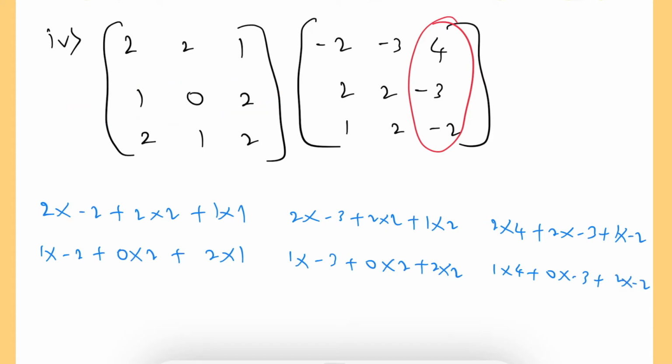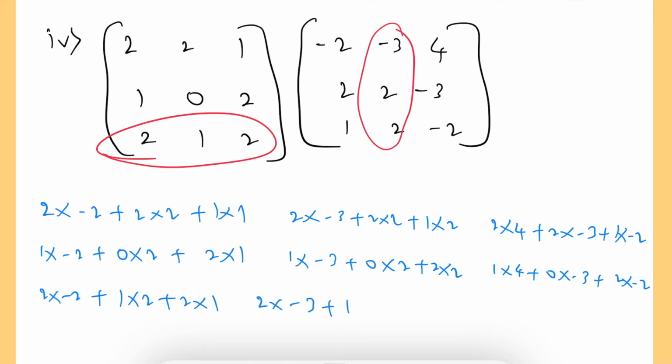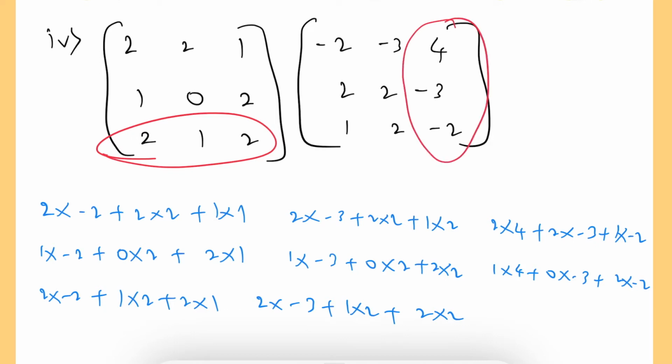Now the second row is also completed. Let's move to the third row. Third row into first column: 2 into minus 2 plus 1 into 2 plus 2 into 1. Now the first column is completed. Let's move to the second column. Third row into second column: 2 into minus 3 plus 1 into 2 plus 2 into 2. Second column completed. Now the third column. Third row into third column: 2 into 4 plus 1 into minus 3 plus 2 into minus 2. This is what we get.